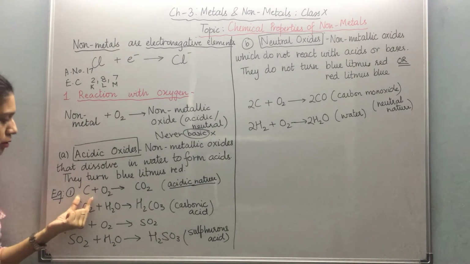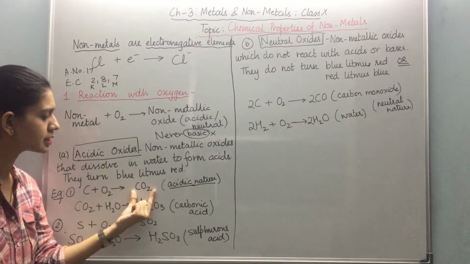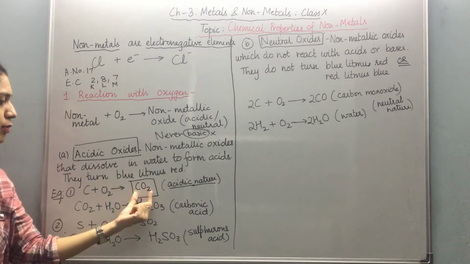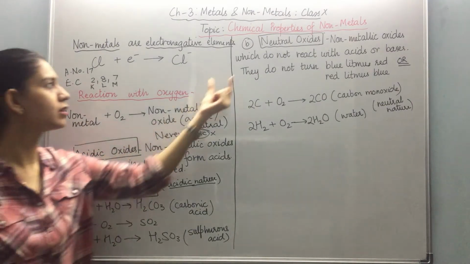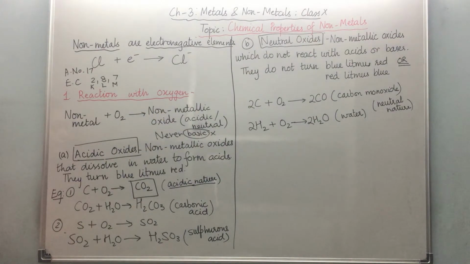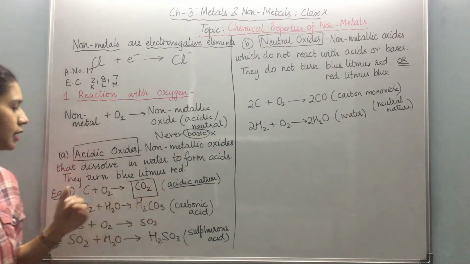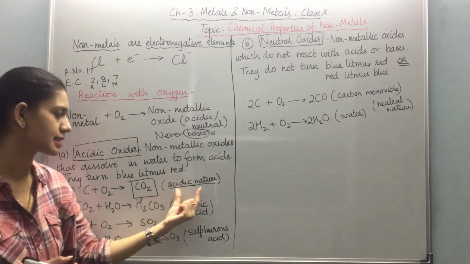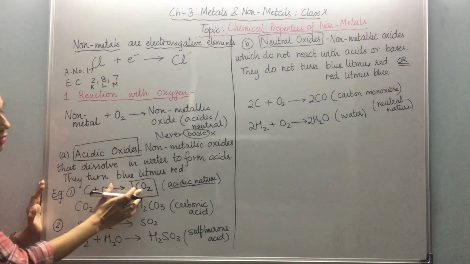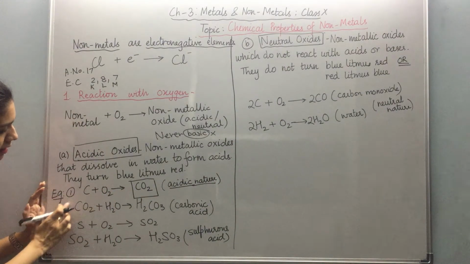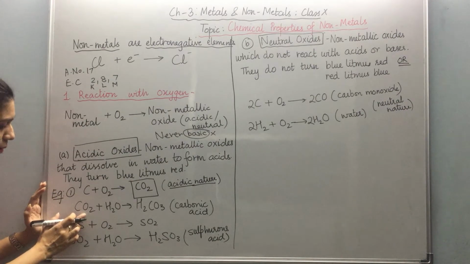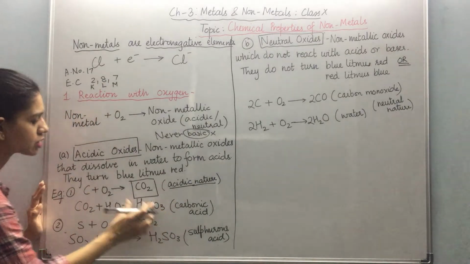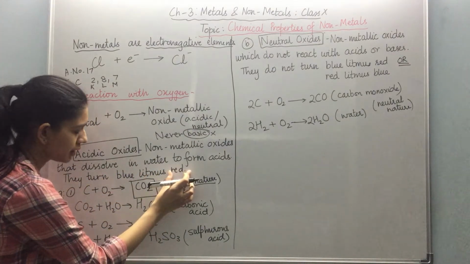For example, carbon plus oxygen gives me CO2. So, I am talking about this oxide of carbon, and what its property should be. It can be either acidic or neutral. How do we check its nature? We pass it through the litmus paper. Since it turns blue litmus red, we will say it has acidic nature. When we dissolve this oxide of carbon in water, it forms H2CO3, that is carbonic acid, which turns the blue litmus paper red.